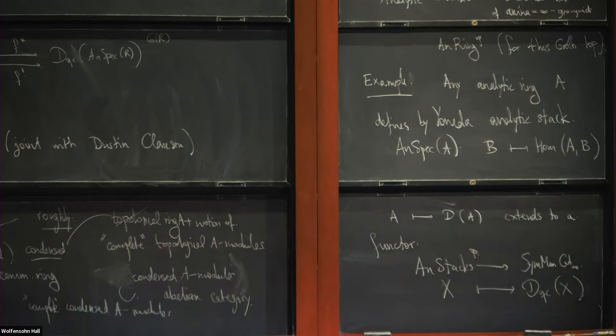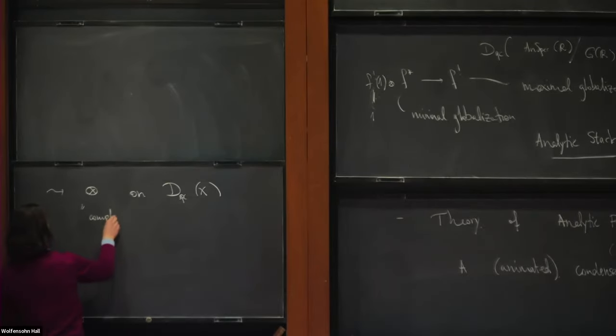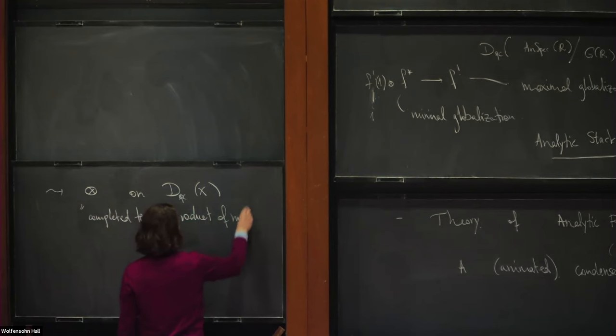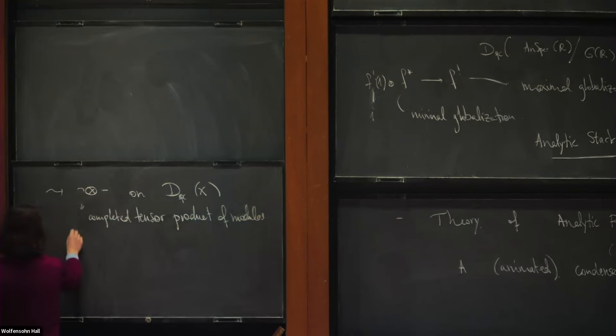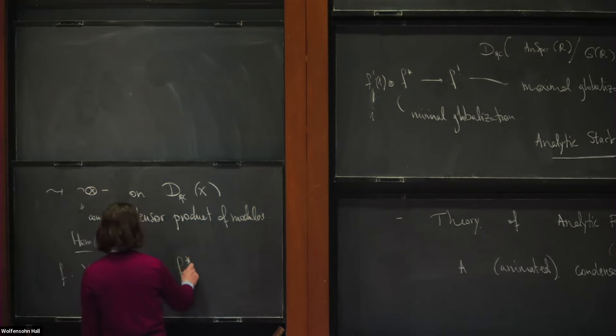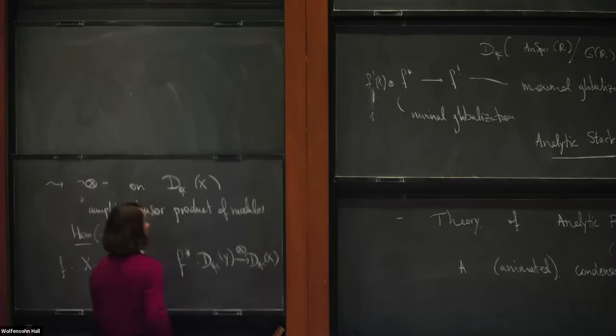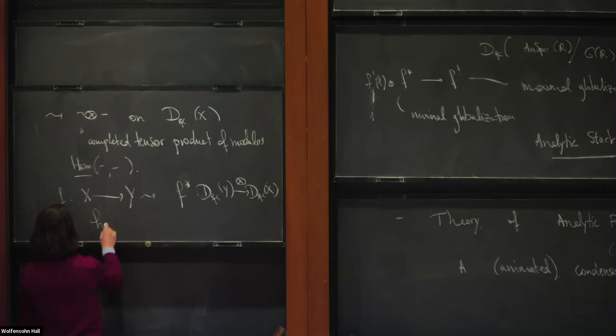So in particular, you have some operations. You can always form a tensor on the derived category of quasi-coherent sheaves on X, which concretely you should think of as some kind of completed tensor product of modules. And it has an adjoint, an internal Hom. And also, if you have a map of analytic stacks, then you get a pullback map, which is a tensor functor. And it has a right adjoint, f lower star.